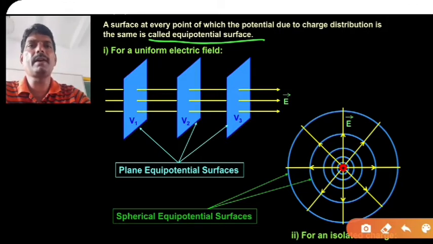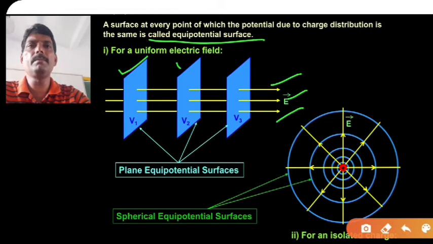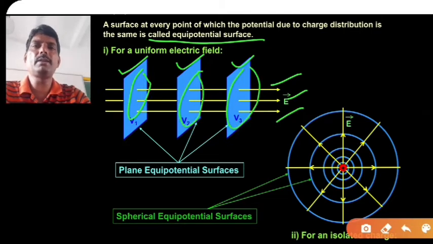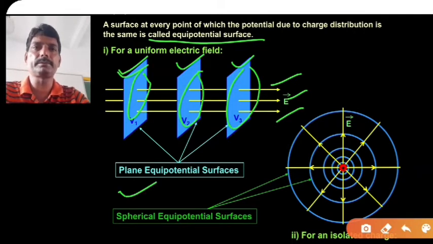Now for example, if I take these electric field lines, which are called uniform electric field lines, and in this field you make these three planes, you can calculate the potential at this particular point over here and over here. You will find that the potential is the same. So you can say these planes are called planes of equipotential surface.